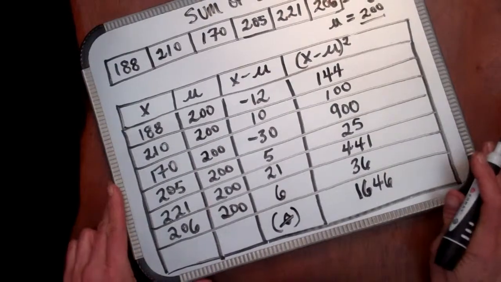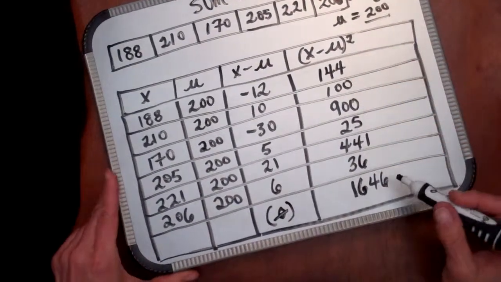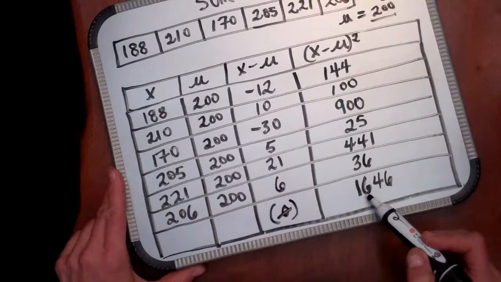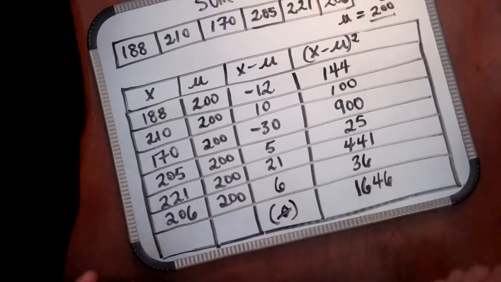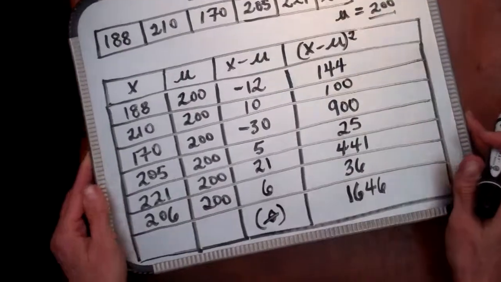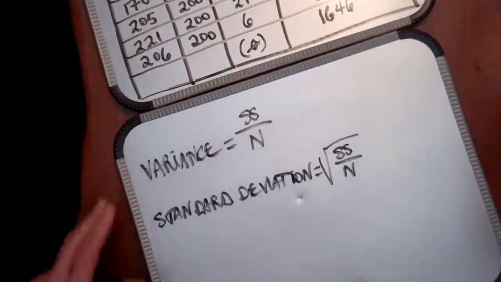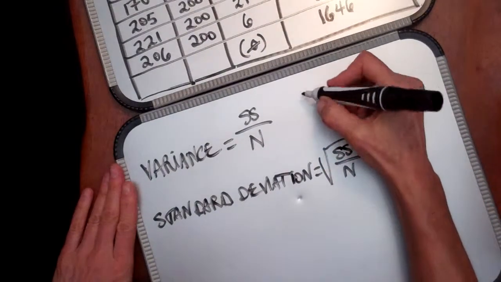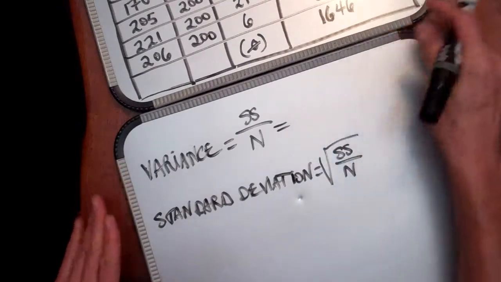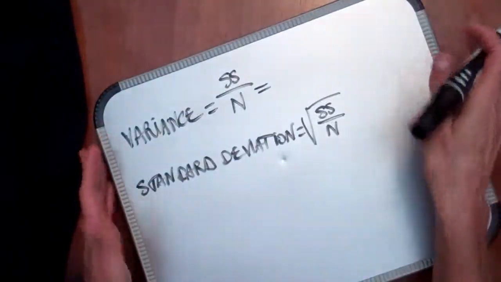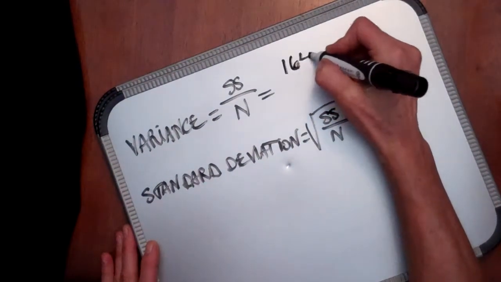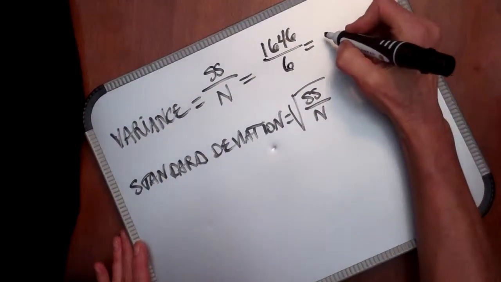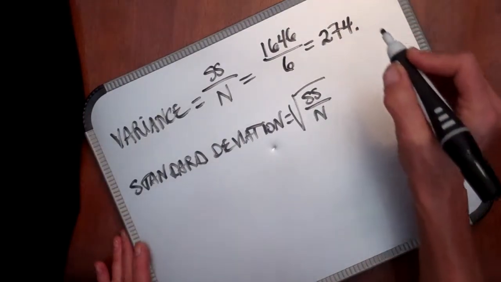Oh, good. A positive number. And we can do something with that, right? So the sum of squares for this little distribution of numbers is 1,646. Now that alone is not going to tell us a whole lot. That's just the first step in being able to calculate variance. Variance is just the sum of squares divided by the n, right? So in this case, the variance equals 1,646 divided by 6. And that number gives us 274.33.